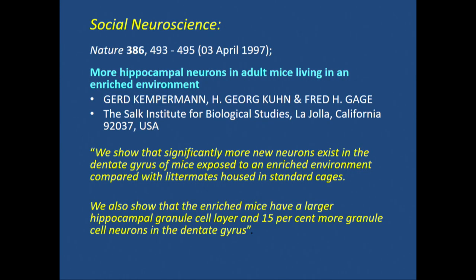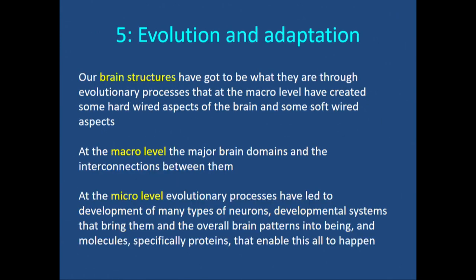And a typical example of social neuroscience from nature: more hippocampal neurons in adult mice living in an enriched environment. If you take mice and put them in an interesting environment, they get many more neurons in the dentate gyrus than if you put them in a boring cage with nothing interesting to do.